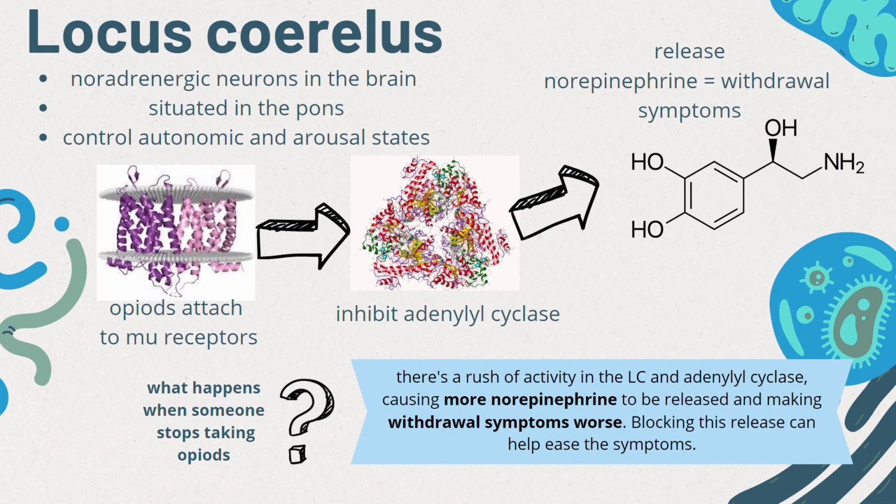Long-term opioid use changes how the LC works to try to keep things balanced. And in response to this, there is going to be a rush of activity in the LC and adenyl cyclase, causing more norepinephrine to be released and making withdrawal symptoms worse. So the solution is to block norepinephrine so we can avoid and ease the symptoms.